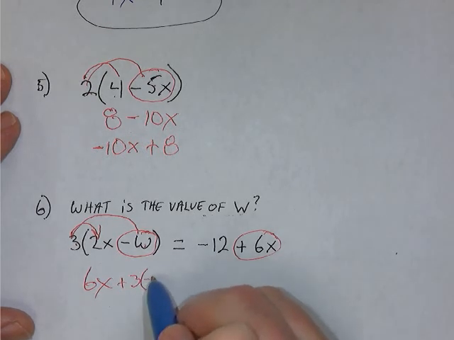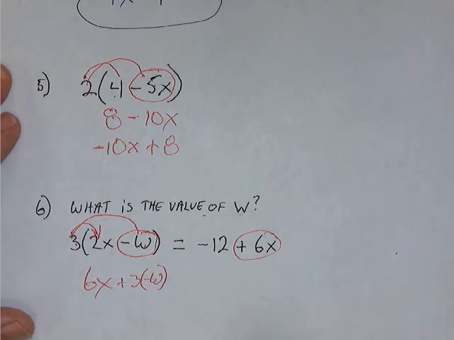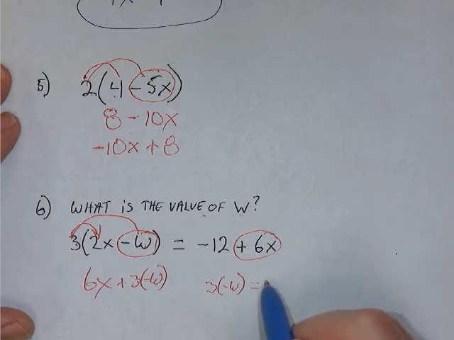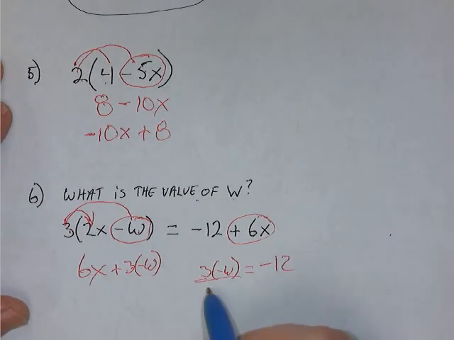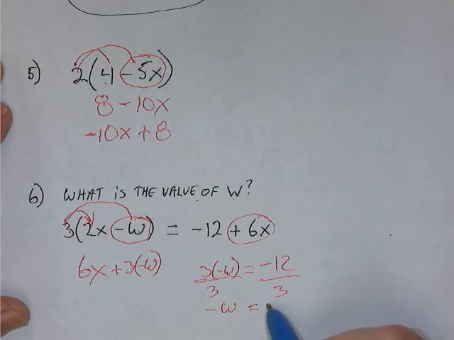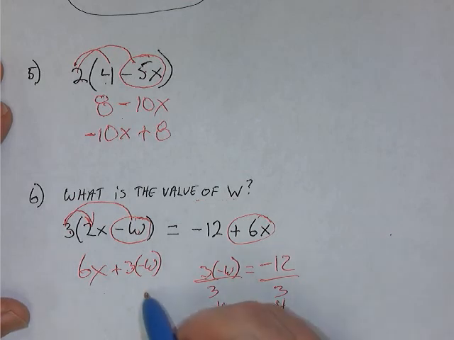And if you didn't know, 3 times negative something has to equal negative 12. Well, if I divide by 3, you already know the answer, I'm sure. Negative 4, and then divide by negative 1, and that would give us positive 4. So if you did not know, you could probably tell by looking at it, but the answer is 4.